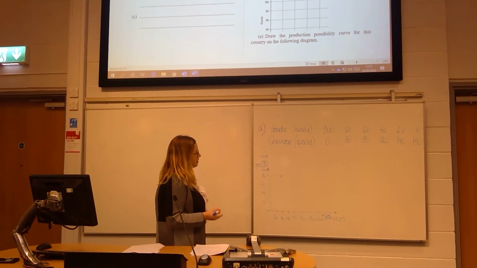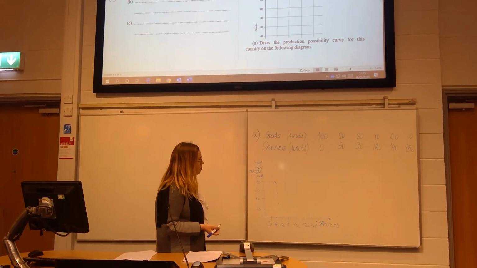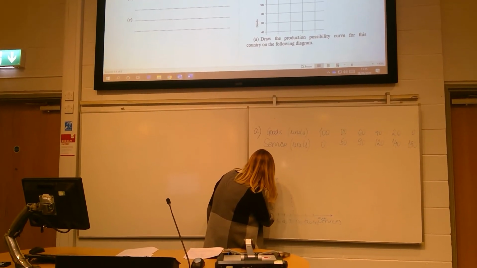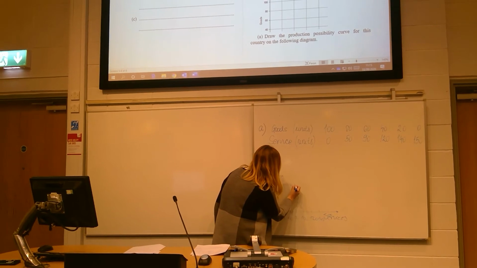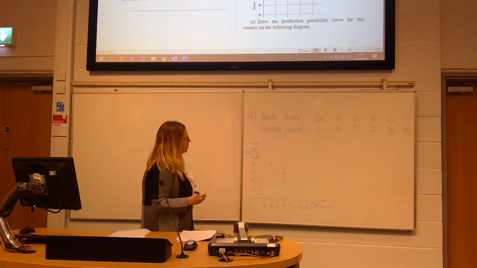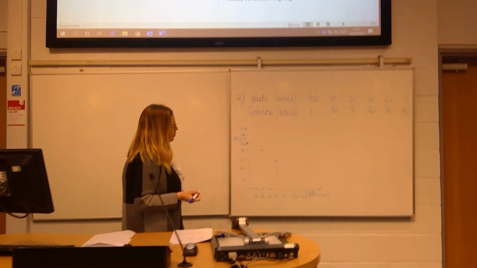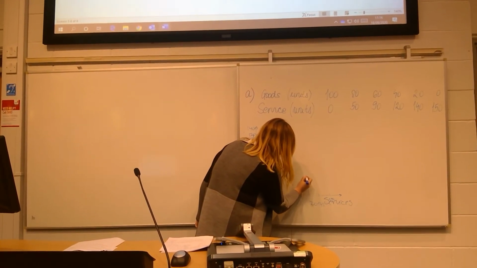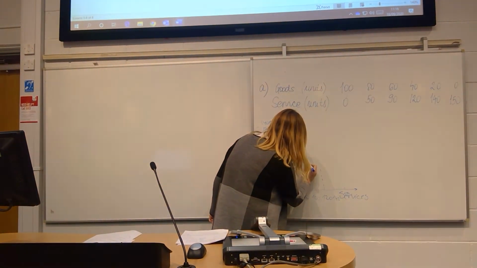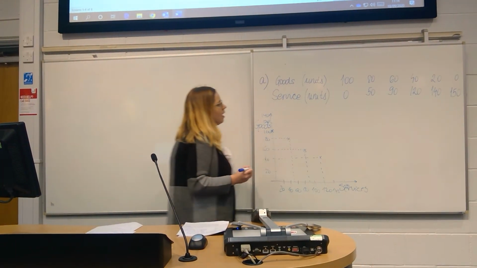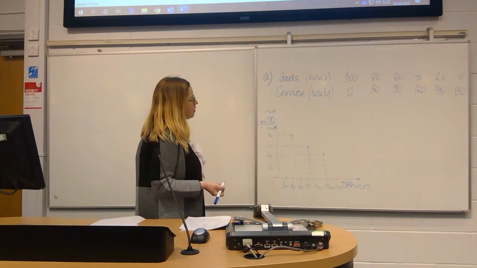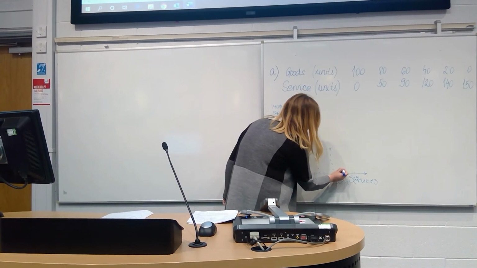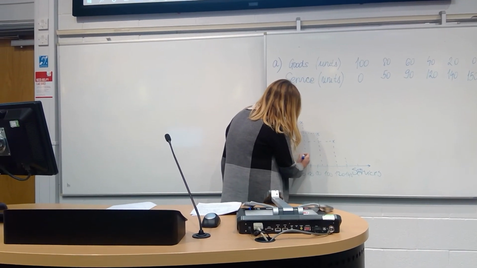Then if the economy is producing 60 goods, it can produce 90 units of services. So we have 90 on x-axis and 60 on y-axis. Then if the economy is producing 40 units of goods, it can produce 120 units of services. So we have 120 on x-axis and then 40 on y-axis. If the economy is producing 20 units of goods, it can produce 140 units of services. So we have 140 on x-axis and 20 on y-axis.